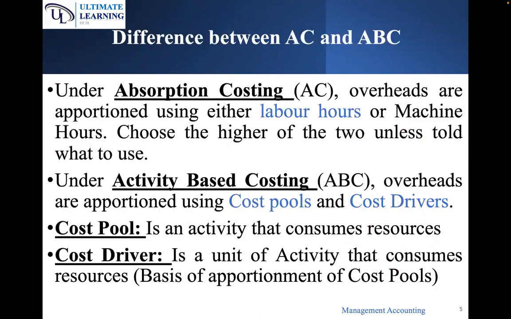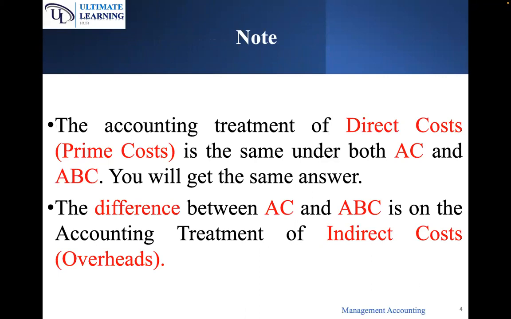Okay. Now, let's elaborate on this difference. Let's expound on this difference between AC and ABC. So we are saying that under AC, overheads are apportioned using labor hours. Let me take you back. We said the difference between AC and ABC is on how you account for indirect costs. Indirect costs are also known as overheads. Now, how do we account for these indirect costs?